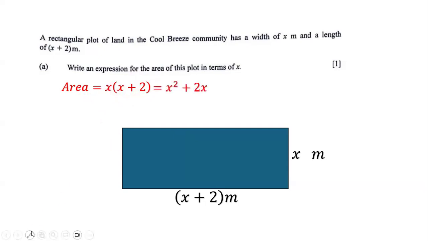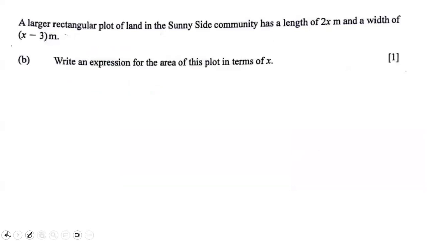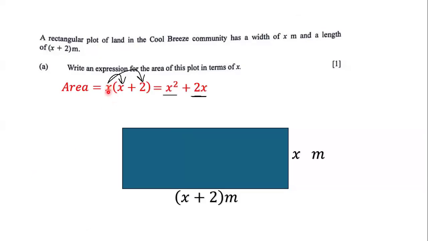Now, let's move on. What we're going to do is simplify this. So we have x multiplied by x, and that gives us x squared. And we have x multiplied by 2, and that gives us 2x. So what we did was we distributed this x. We say x multiplied by x gives us x squared, and x multiplied by 2 gives us 2x. And that's the answer to this question.